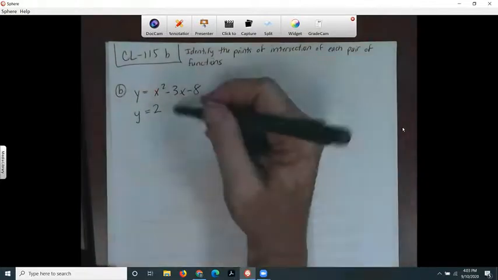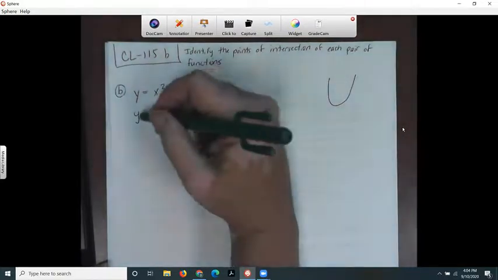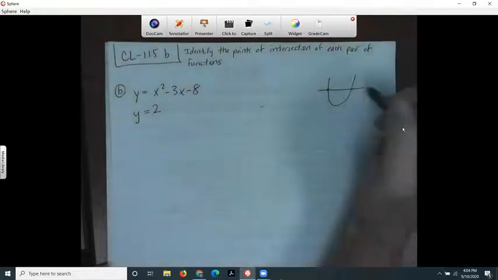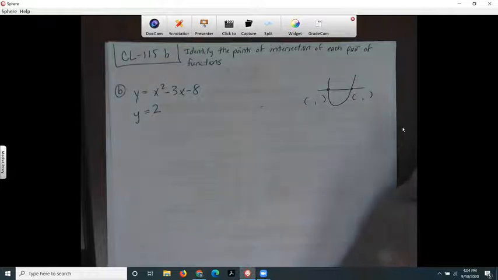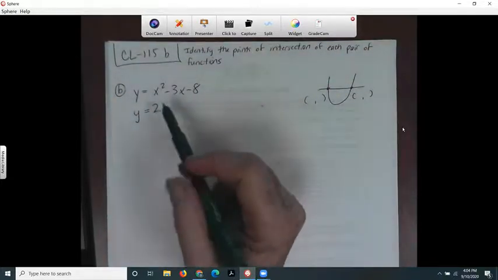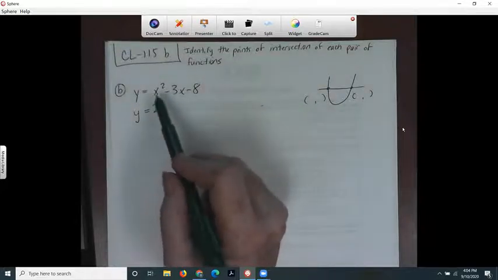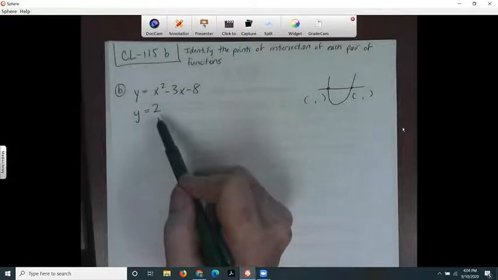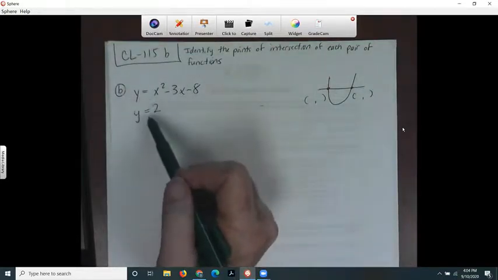This looks like it's probably a parabola, and that looks like it's going to be a horizontal line at y equals 2. So it wants ordered pairs for the points of intersection. I know that I can use the equal values method to get the points of intersection, because this graph and this graph are only going to be equal where they're touching each other, where they intersect. So I'm just going to set them equal to each other.